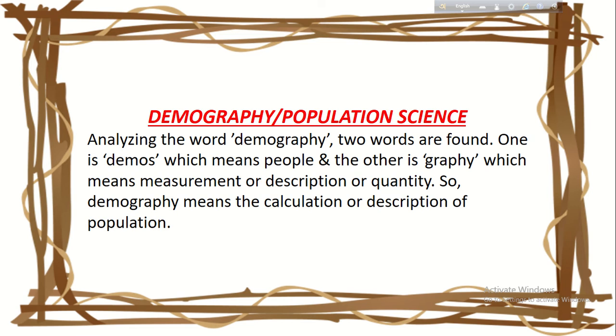Follow here. Analyzing the word demography, two words are found. One is demos, which means people, and the other is graphy, which means measurement or description or quantity. So demography means the calculation or description of population. We can say the calculation or measurement of population related facts of a location or state is called demography, and it is also called the population science. In a particular time, how many babies are born, how many people die, how many people of which age live, how many are married, how many have migrated to other places, or how many have come from other places can be calculated.